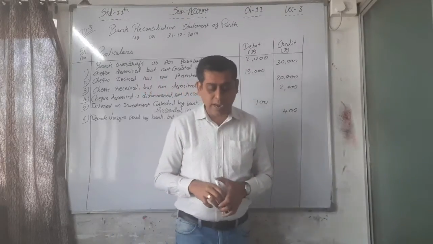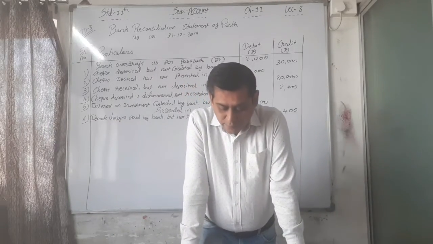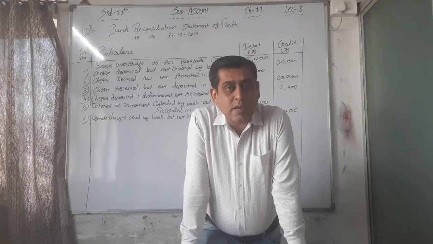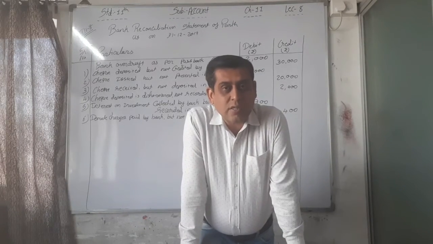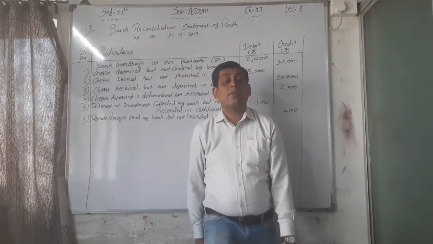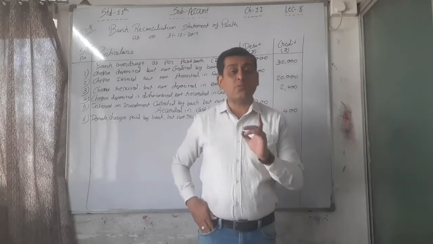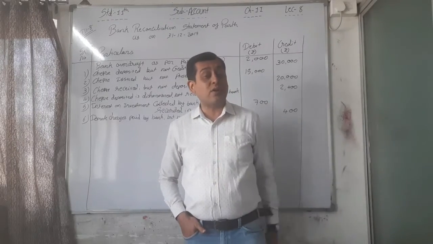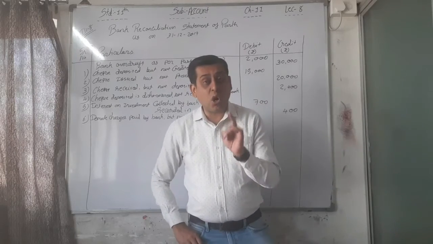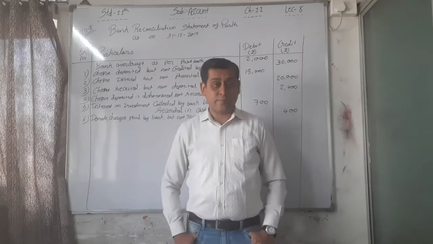7th point. Cash purchase recorded on the payment side of the cash book in the bank column. Cash purchase. See, the new situation is here. Cash purchase is recorded in the cash column of the cash book. If you know the cash book chapter, then you can understand the situation here. If you don't know the cash book chapter, then you cannot understand this situation. Here cash purchase is always recorded in the cash column, not in the bank column.